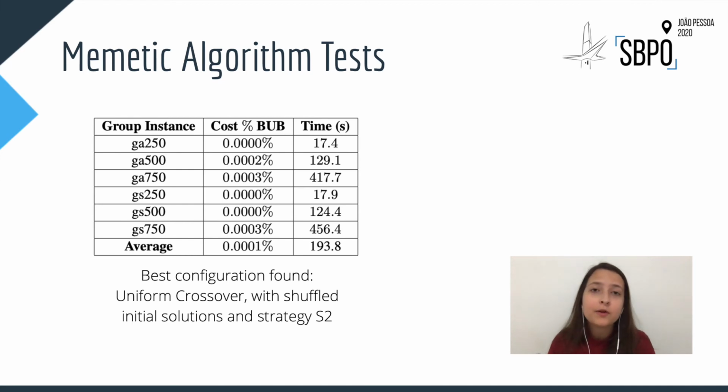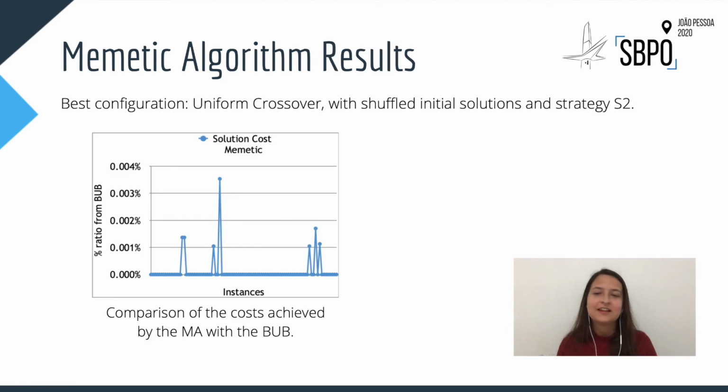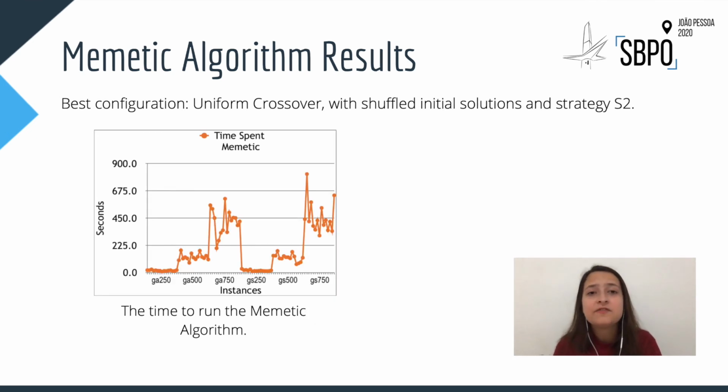After all, the best configuration we found is using the uniform crossover with shuffled initial population and the probabilistic produce strategy. For most instances, it has obtained solutions with a gap really close to 0% compared to the best upper bound, with only a few instances slightly larger than that. Analyzing the time, instances of size 250 took around 17 seconds, those of size 500 took around 130 seconds, and those of size 750 took around 440 seconds, maintaining this pattern even when alternating between the symmetric and asymmetric packages.